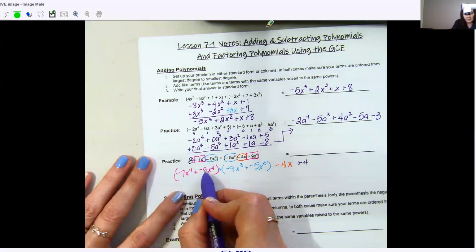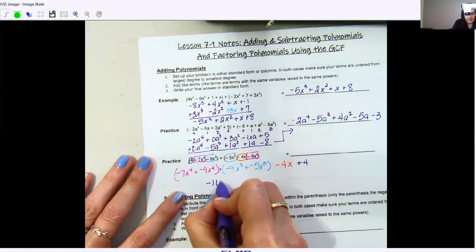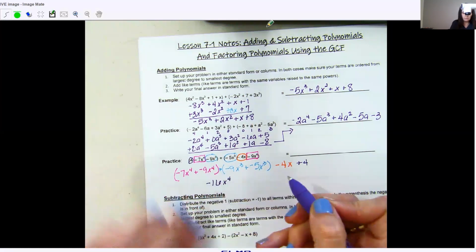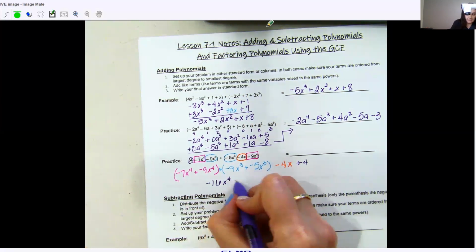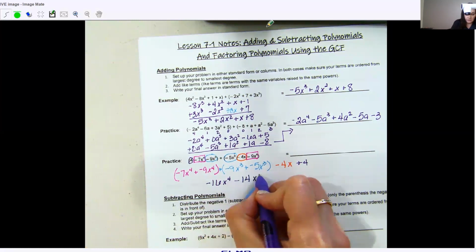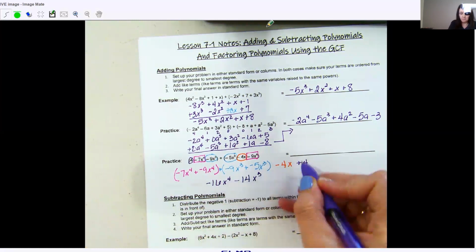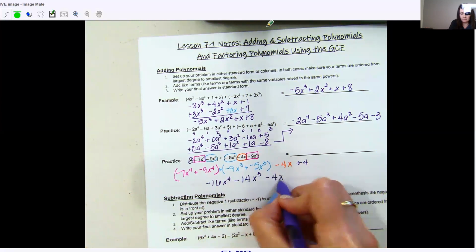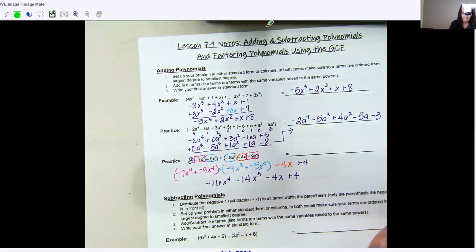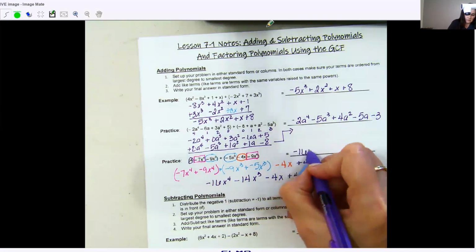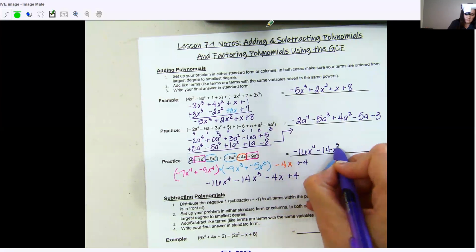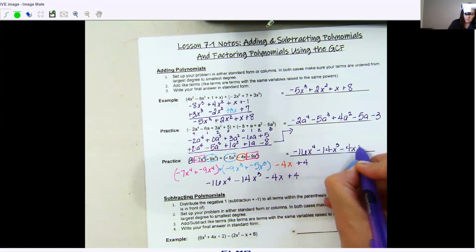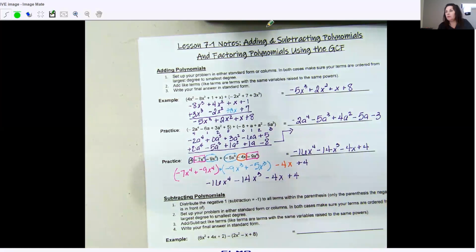So negative 7 plus negative 9 is negative 16x to the 4th. Negative 9 plus a negative 5 is a negative 14x to the 3rd. And then these had nothing to combine with, so I just have minus 4x plus 4. So this is just another way that you can do this as well.